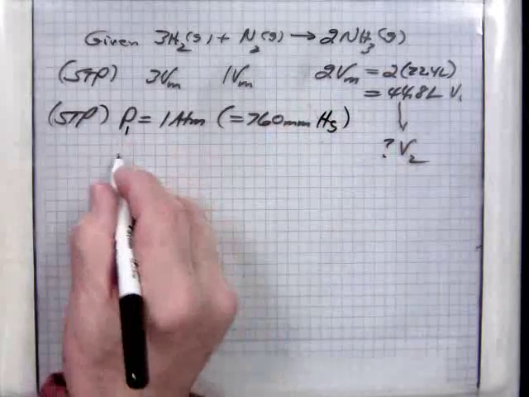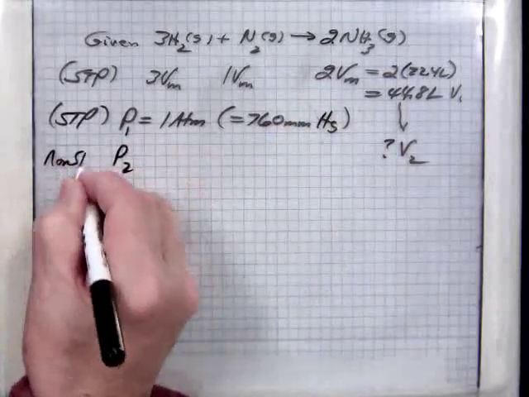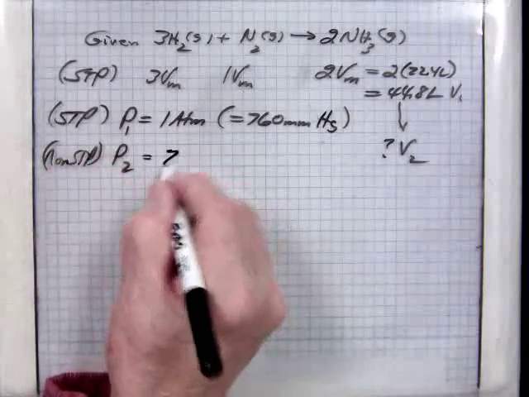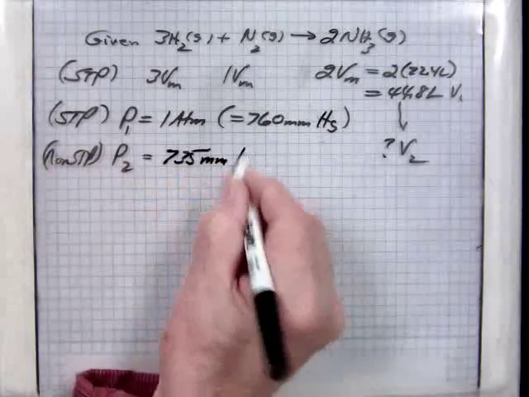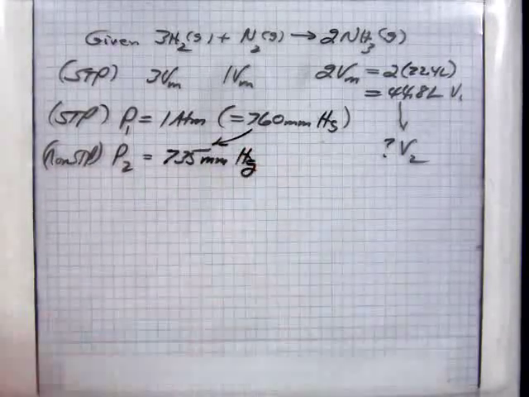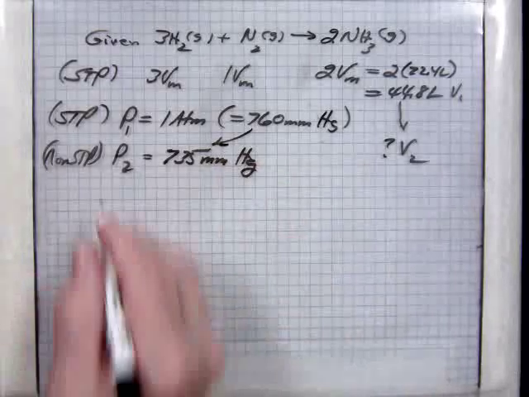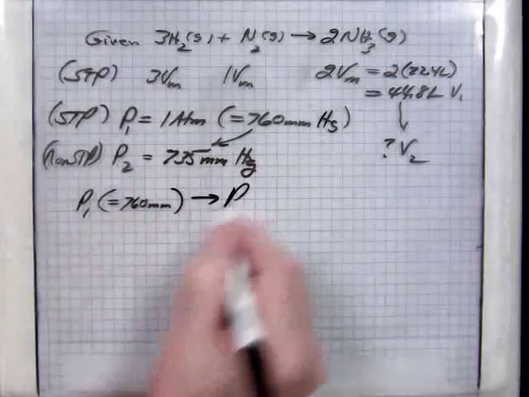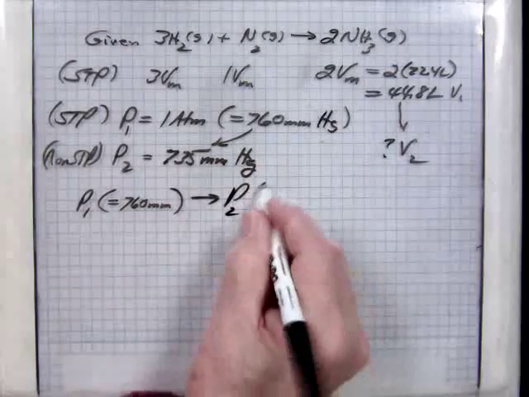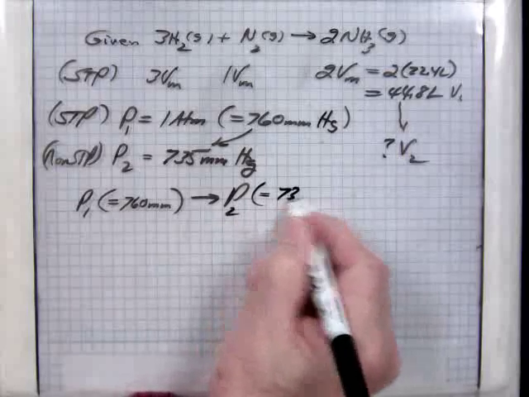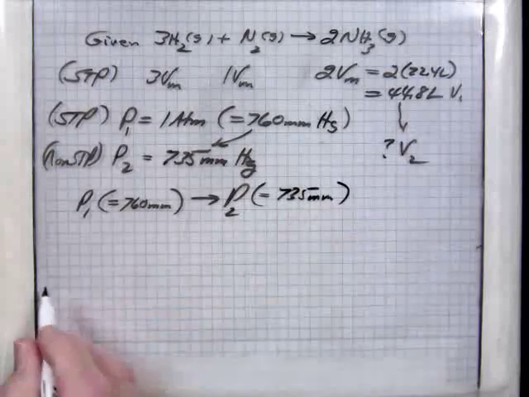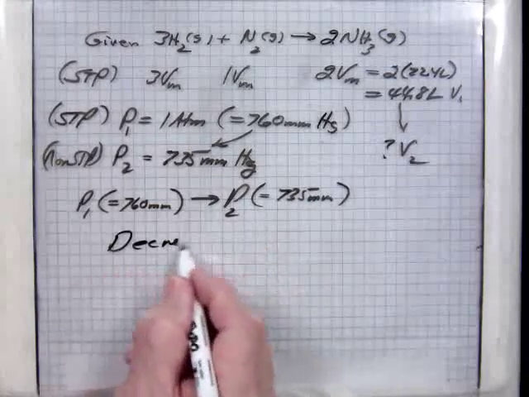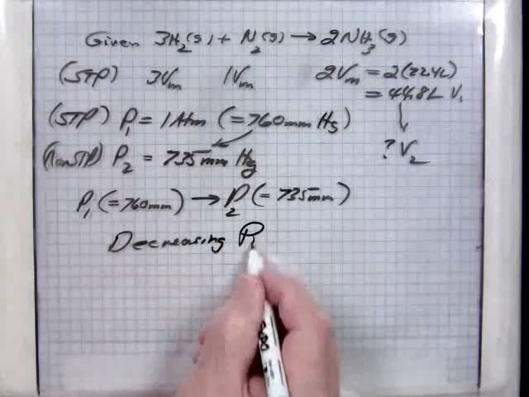And that's P1. P2 is non-STP, which is equal to, well, we gave it in millimeters, 735 millimeters of mercury. So we're going from 760 for P1, which equals 760 millimeters, to P2, I'm dropping the Hg to save time, equal to 735 millimeters. Okay, so in this process, we're decreasing pressure.